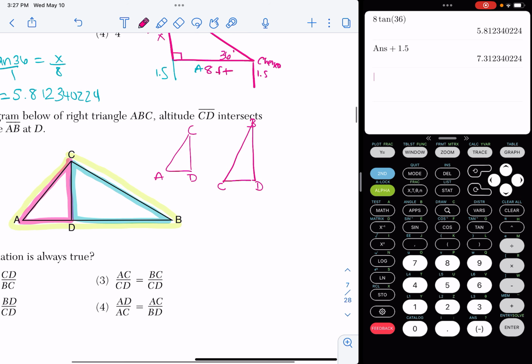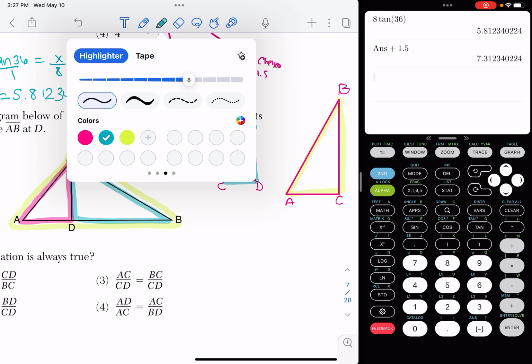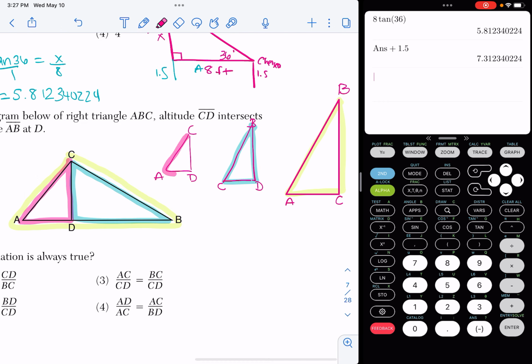And now I'm going to draw the biggest one. And when we look at the biggest one, here are our letters. So let's color code this just so you can see how this relates to the original picture. And when you have a picture like this and you have the right triangle where the altitude is drawn, all of the triangles are similar to one another.